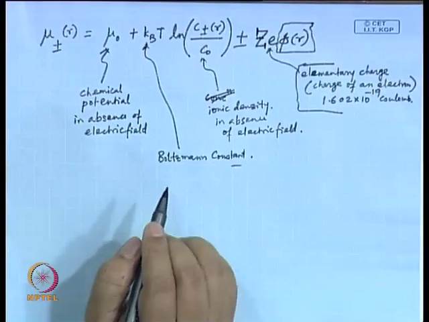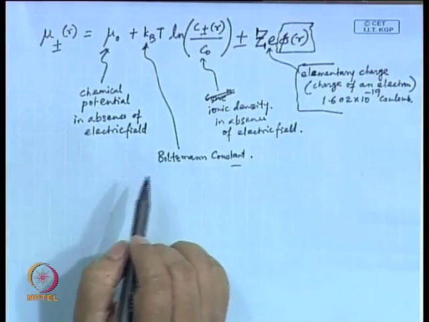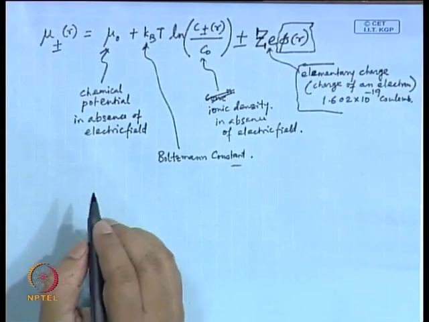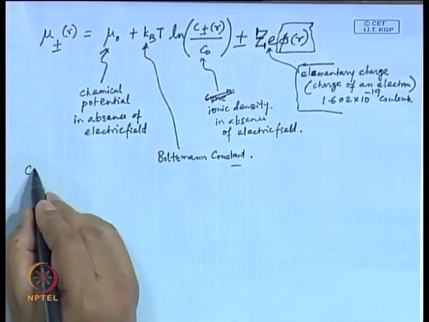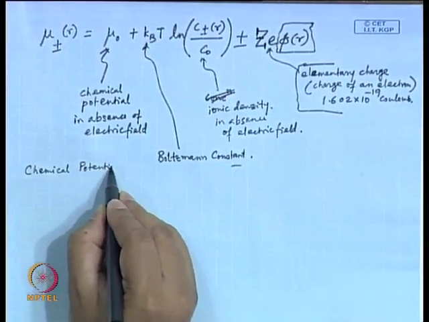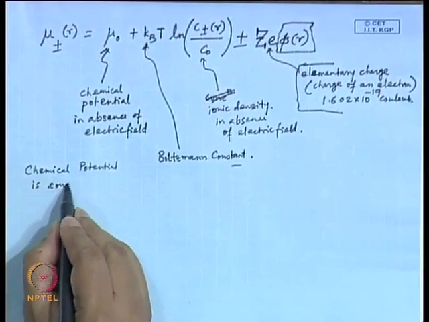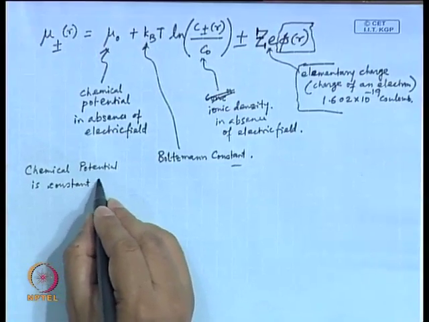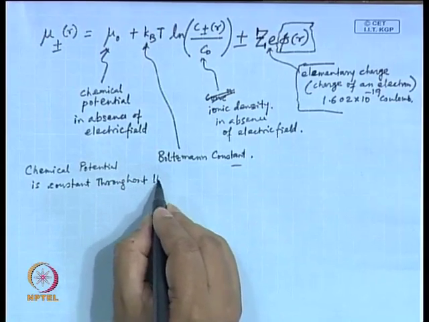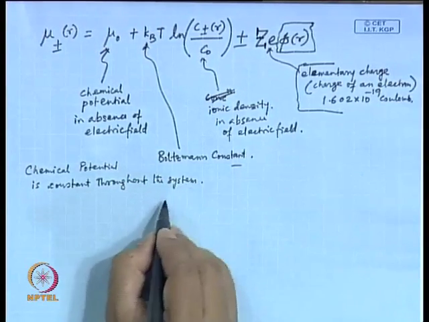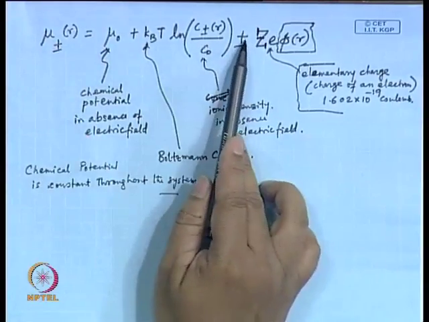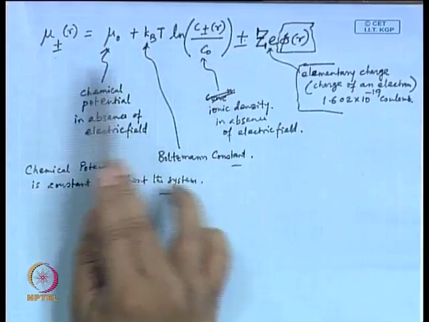Now, what we have here is this chemical potential. This is constant throughout a system. That is something which we have to honor. Chemical potential is constant throughout the system. This equation that I have written here for plus and minus, if you write it as plus, then this should be plus, if you write it as minus, then this should be minus. That is the idea of this expression.